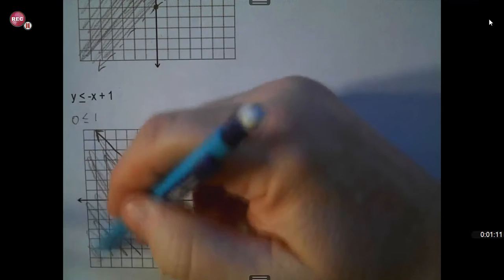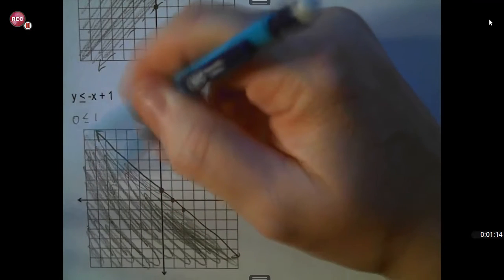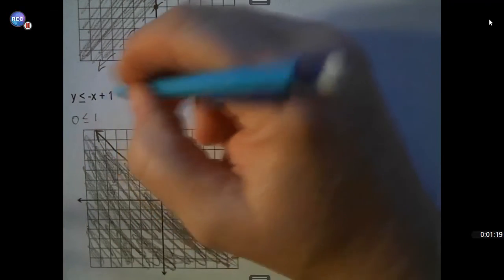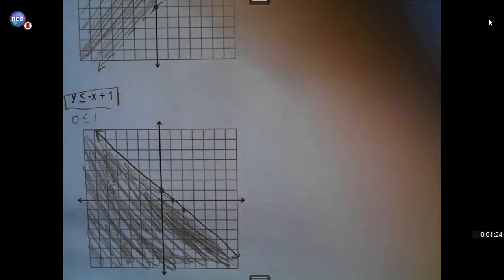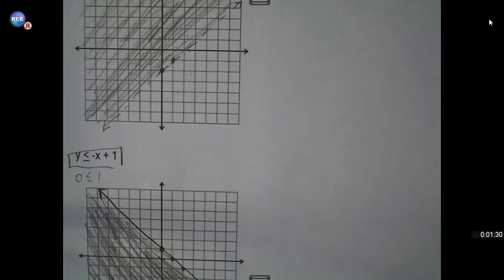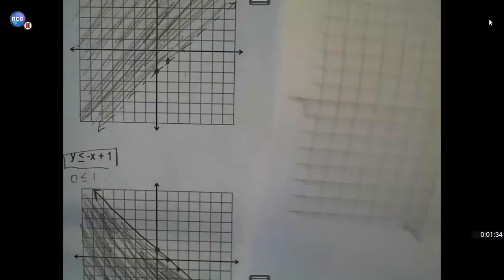So now what we want to do in this section is we want to solve systems of linear inequalities. And so in other words, we want to know where this inequality and this inequality intersect. Okay, where these two graphs would intersect. And so what we do is we put them on the same coordinate plane.